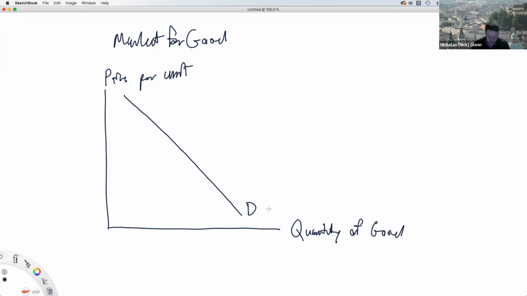And this makes sense, because as the price of a good becomes more expensive, you're going to be less likely to buy it, or you're going to buy less of it. So that's going to influence it and cause the quantity demanded to adjust accordingly.